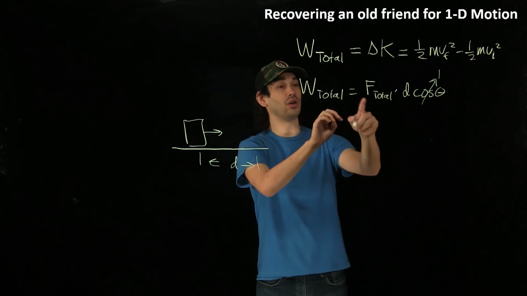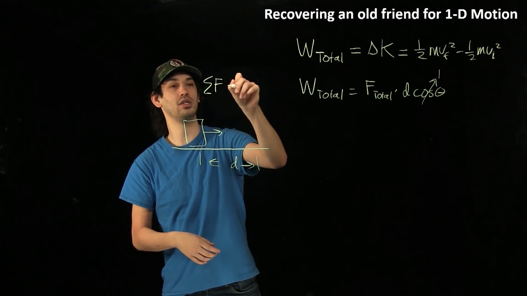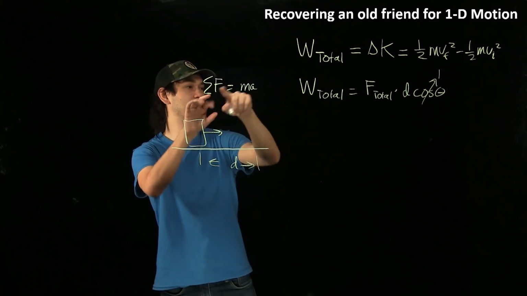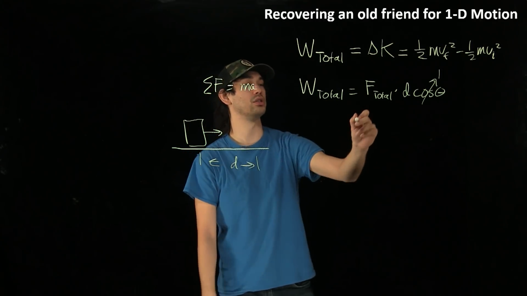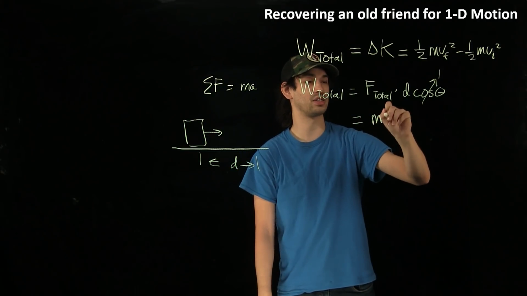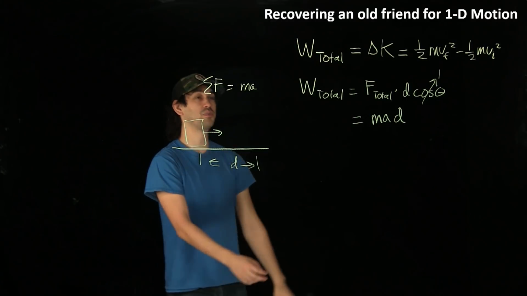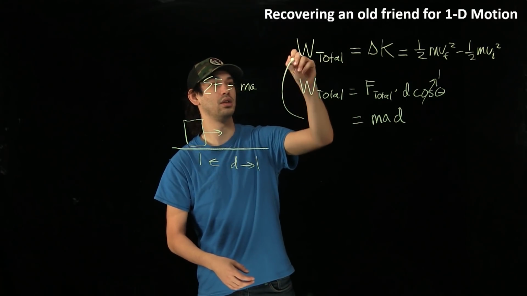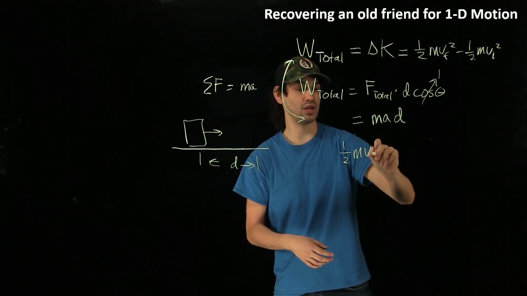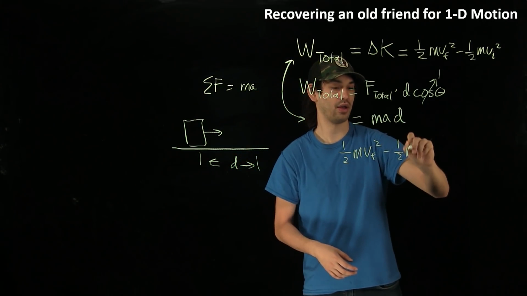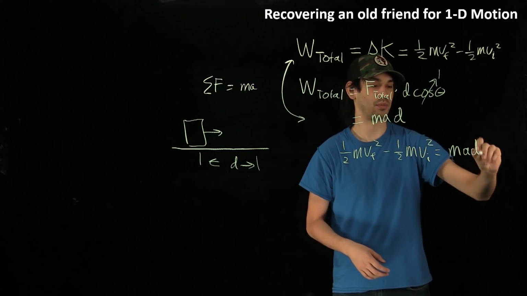So what we can also say from Newton's second law is that the sum of the forces is equal to the mass times acceleration, which is to say that the total force is equal to the mass times acceleration. So what I can actually do in this equation is replace this to say that the mass times acceleration times the distance is going to be equal to the total work. Now let's put these two lines together to say that 1/2 mvf squared minus 1/2 mvi squared is going to be equal to ma times d.